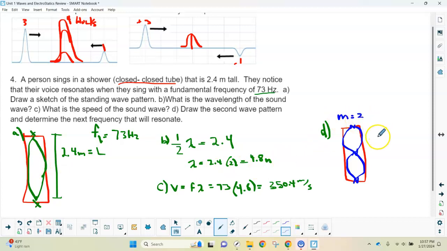So on the equation for the string or the closed or open tubes, you get Fm equals the mode that you're in times the fundamental frequency. So if we're in mode 2 here, because it's the second standing wave, and the frequency is 73, we're just going to double that. So you'd get 146 hertz. Oops. I said it right. I started to write it wrong. 146 hertz as that next frequency that would cause it to resonate.